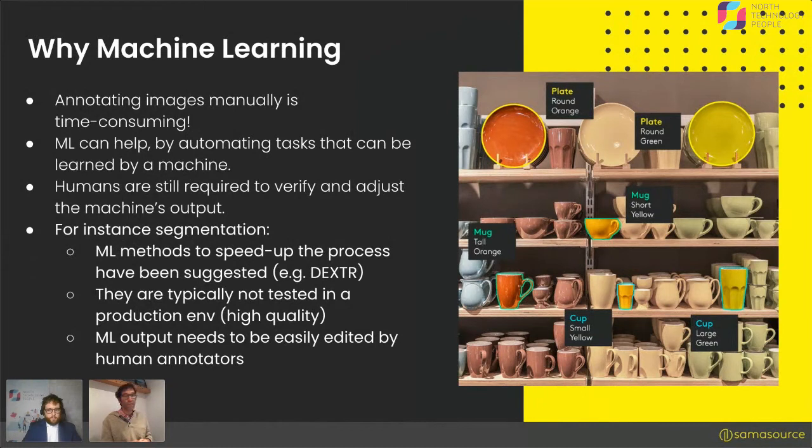So one thing that we found is that if you use machine learning for annotation, you need to have a model which can output something that is easily workable by a human. If you output a raster mask with a million pixels, it's really cumbersome to edit for humans, so you're not really saving that much.